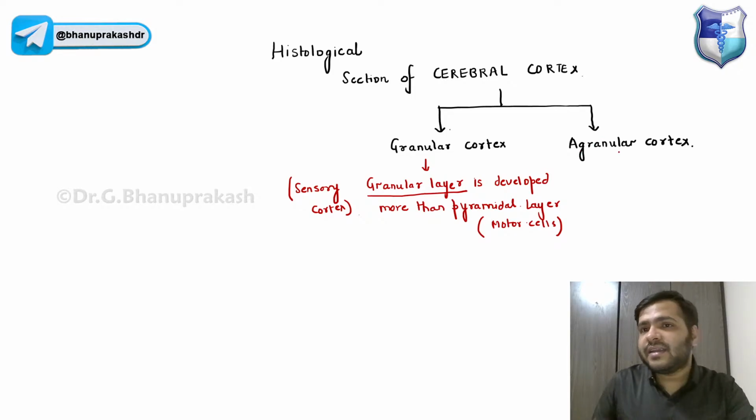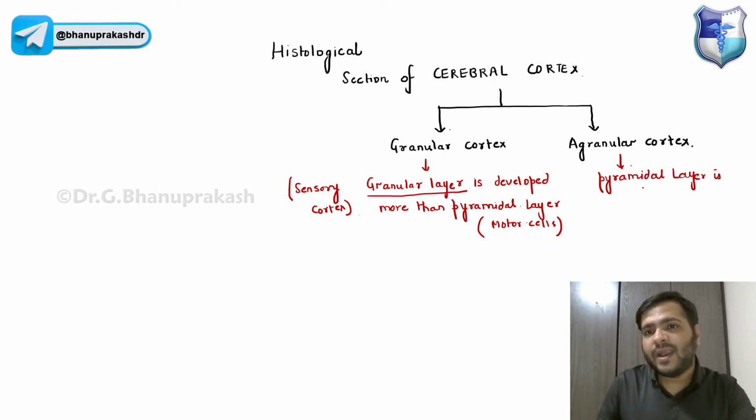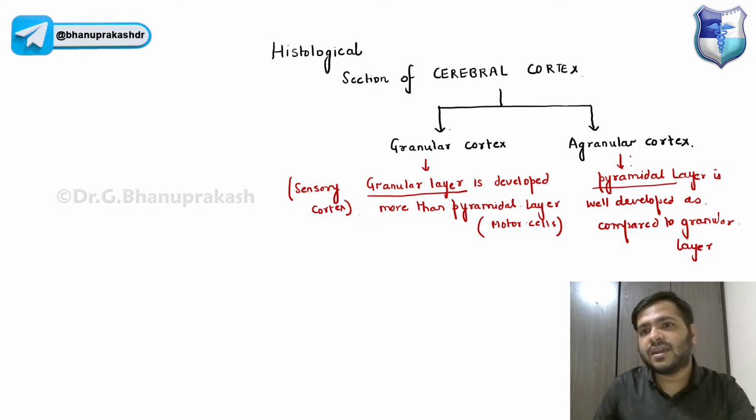Agranular basically means the pyramidal layer will be more developed. The pyramidal layer is well developed as compared to the granular layer. When I say pyramidal layer, it means the motor cortex, which is more developed over here.